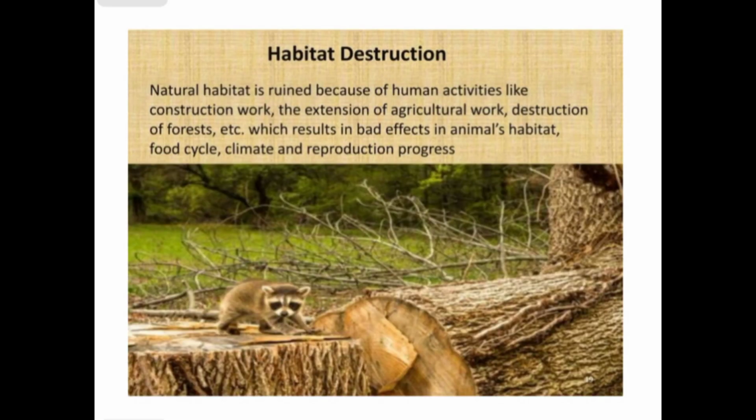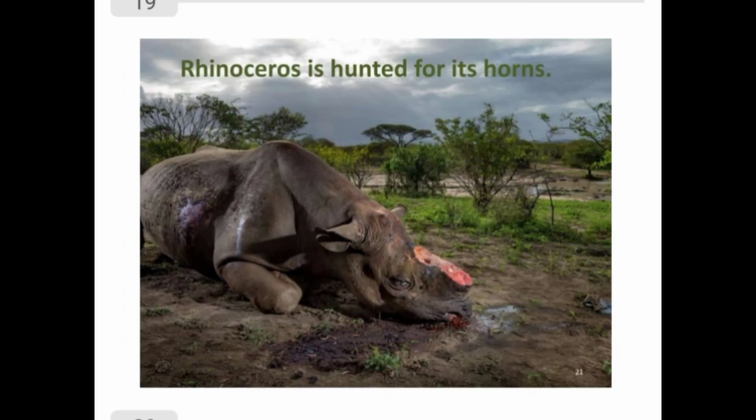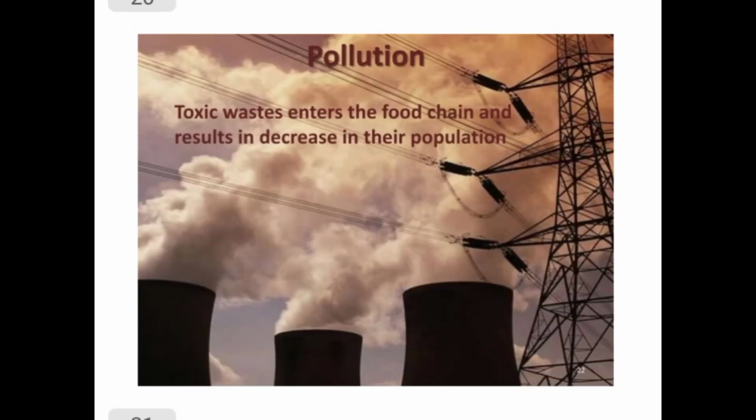Habitat destruction. Natural habitat is ruined because of human activities like construction work, extension of agriculture work, destruction of forest, etc., which result in bad effects on animal habitat, food cycle, climate, and reproduction process. The rhinoceros is hunted for its horn.